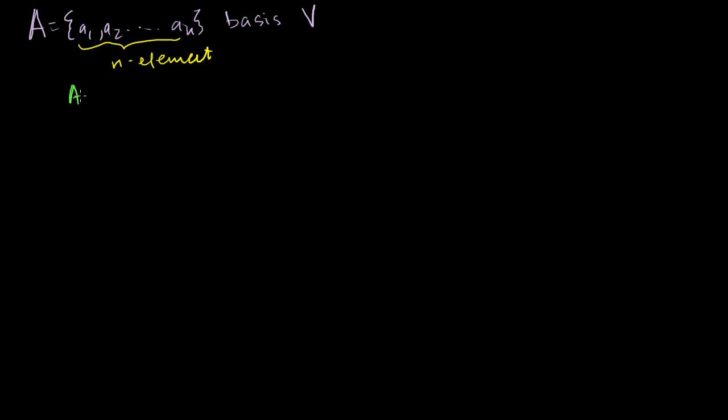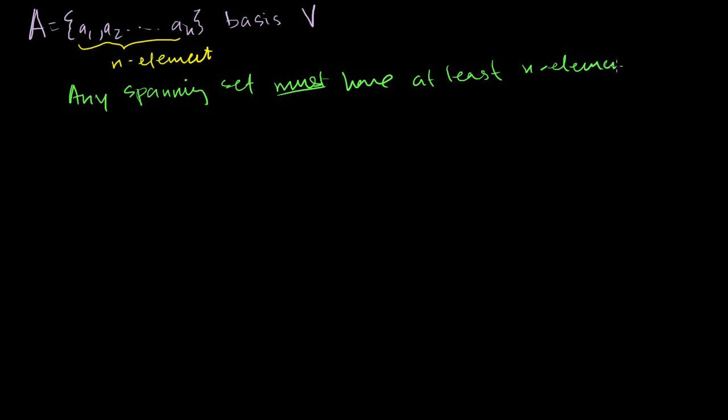So any spanning set must have at least n elements, or n members, or cardinality of n. They're all just different ways of saying you've got n vectors in this set. So let's see. I'm saying that every set that spans V must have at least n elements.